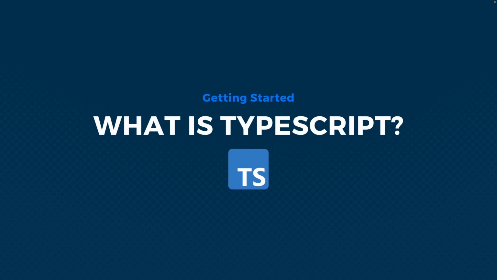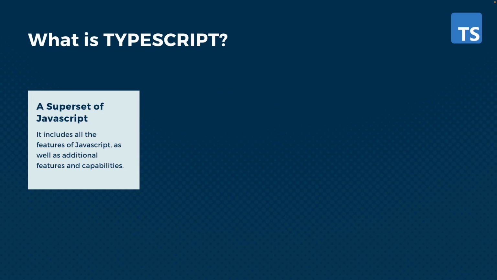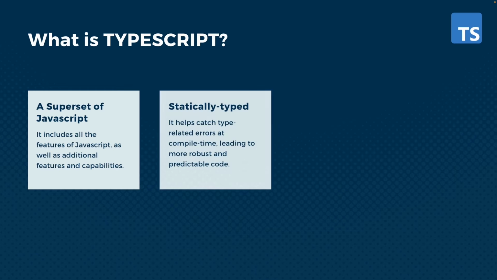So what exactly is TypeScript? TypeScript is a superset of JavaScript, meaning it includes all features of JavaScript plus additional features and capabilities. TypeScript is a statically typed language, which helps catch type-related errors at compile time rather than at runtime like JavaScript does. This leads to more robust and predictable code. I will show you examples of this in a moment.